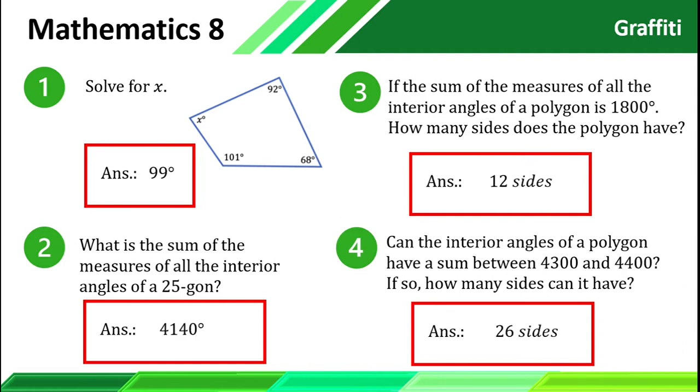So here are the answers on our previous exercises. On number 1, the answer is 99 degrees. On number 2, 4,140 degrees. Number 3, that is 12 sides. And number 4, that is 26 sides.